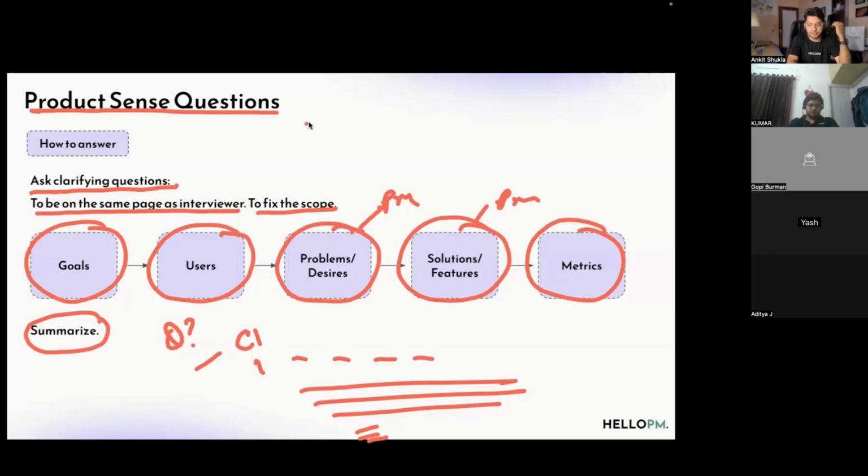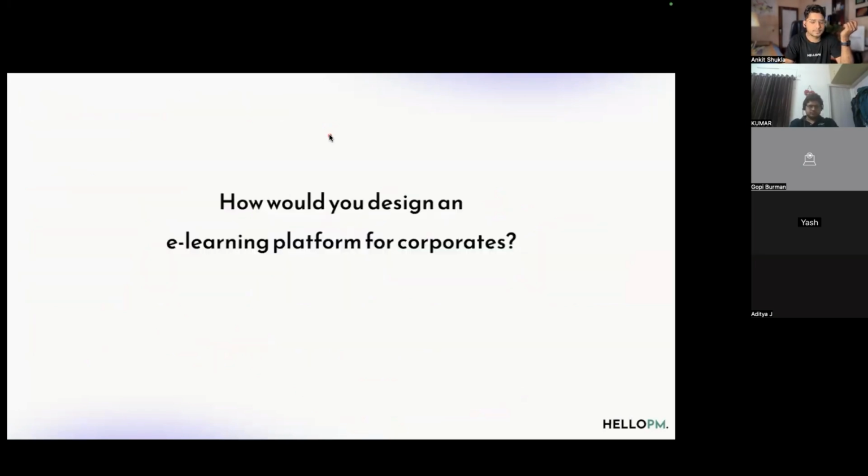Yes. Now let us go ahead and consider an example. Okay, so I have a question for everyone. How would you design an e-learning platform for corporates? Okay, take 2 minutes to think about this and then tell me in the chat. How would you design an e-learning platform for corporates? Tell me, guys, how would you approach this?